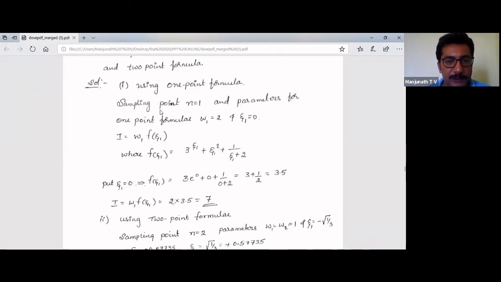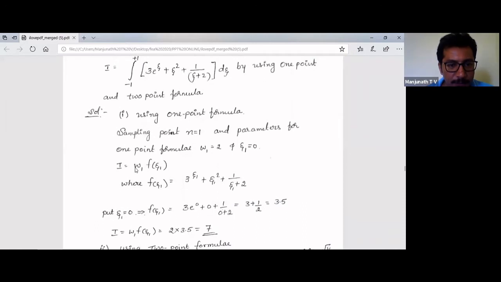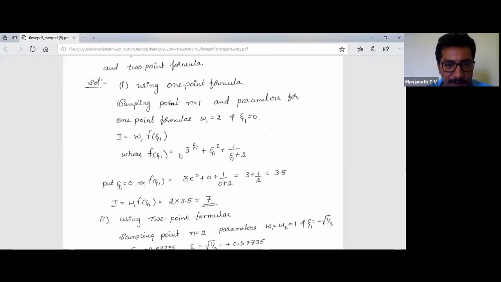In the 1-point formula, n is equal to 1, that is only one sampling point. The parameters for the 1-point formula: we have W1 and zeta 1. W1 we have got 2 and zeta 1 we have got 0. These parameters we are going to use in the Gauss quadrature formula to obtain the value of I. So I is equal to W1 f of zeta 1, since there is only one sampling point. If it is 2, then plus W2 f of zeta 2; if it is 3, it goes on like that. Then f of zeta 1 is equal to the function.